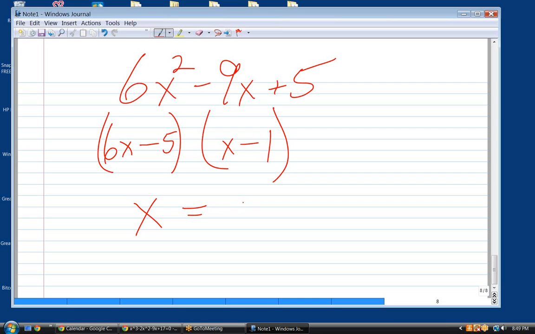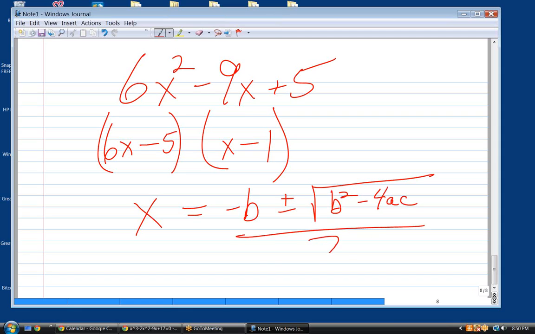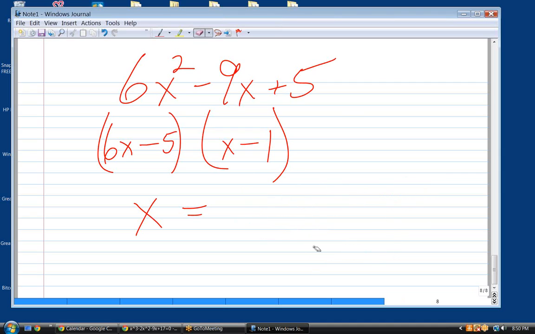It's minus B, plus or minus the square root of B squared minus 4AC, over 2A. Good. Now that sounded like it was from memory. Now plug it in.